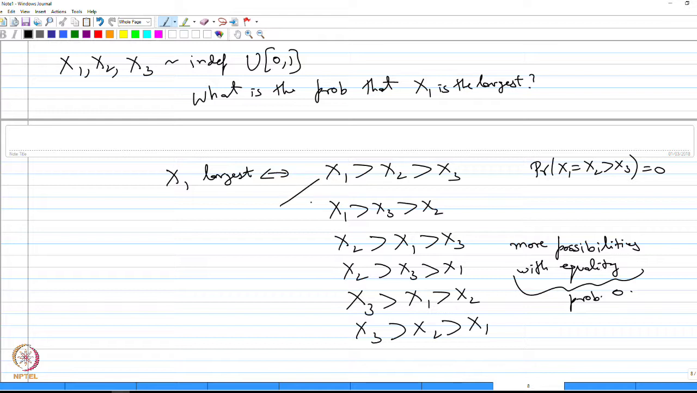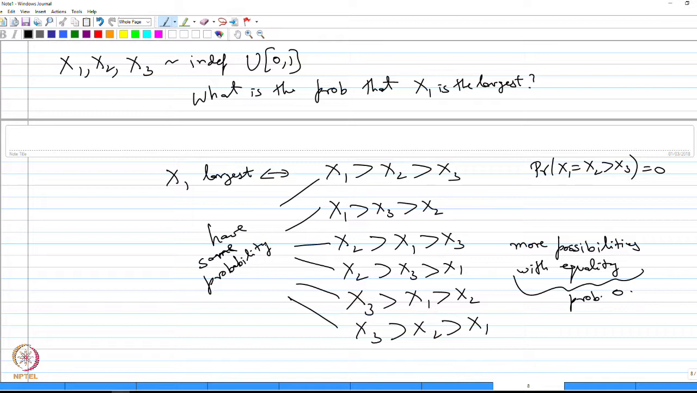The point is, each of these has to have the same probability. This is a crucial thing to understand. The reason is, there's nothing to distinguish between 1, 2, and 3. If I just flip 1, 2, and 3 around, I should get the exact same distribution because it's independent and uniform on the same interval. So all of these have the same probability, and they have to add up to 1.